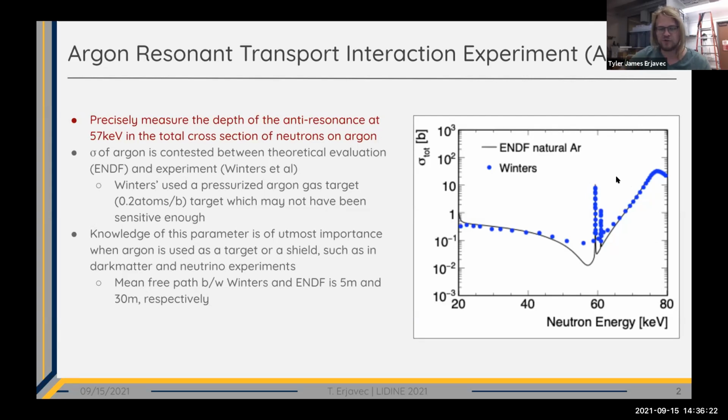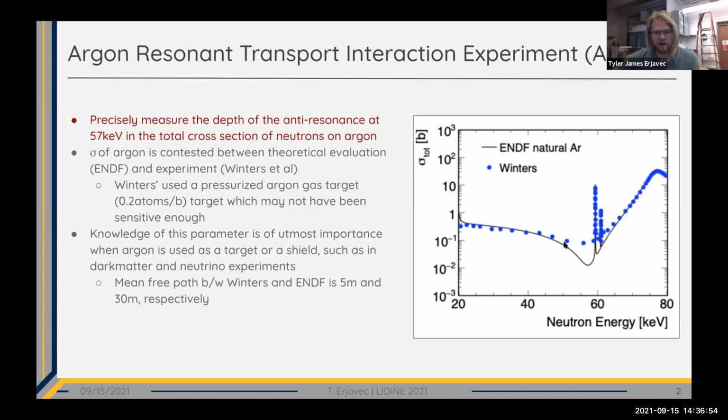So if we look over here to the right, we have Winters' data in blue and the ENDF data in black. And there's roughly an order of magnitude discrepancy between the cross-sections at 57 keV. You might be like, okay, why is that important? They're relatively close, right? Order of magnitude. Well, knowledge of this parameter is of the utmost importance whenever argon is used as a target or shield, such as in dark matter and neutrino experiments like DarkSide-20k or DUNE.